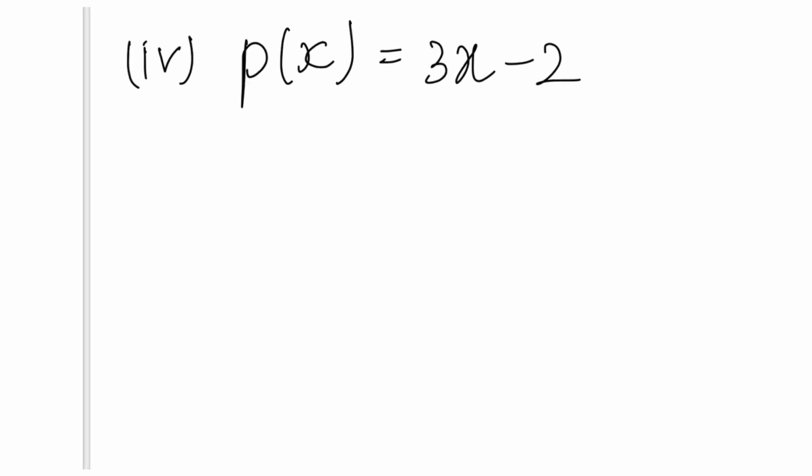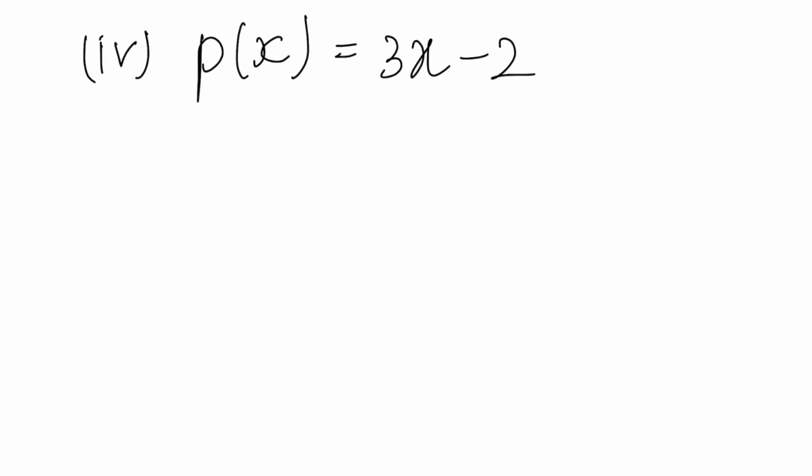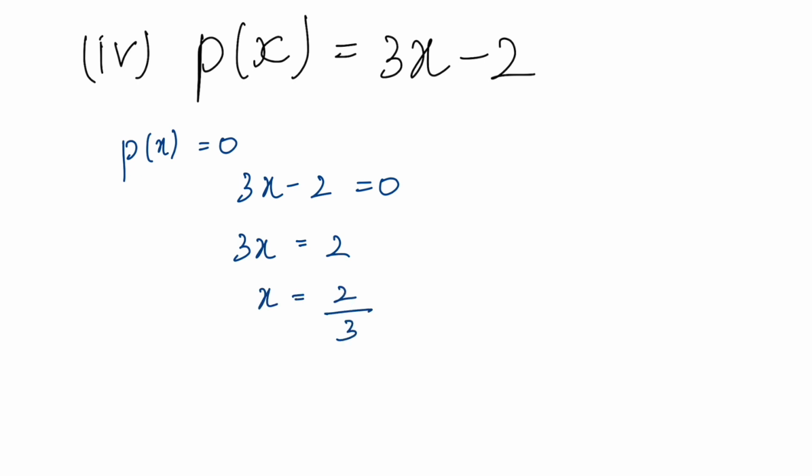These are very simple questions. You can just try to follow along, or you can also try to solve along with a notebook and pen and paper. Okay, so again the same procedure. You are going to equate p of x to 0, so p of x equals 0, and 3x minus 2 is equal to 0. So adding 2 on both sides gets you 3x equals 2, and dividing by 3 on both sides gives you x equal to 2 by 3.